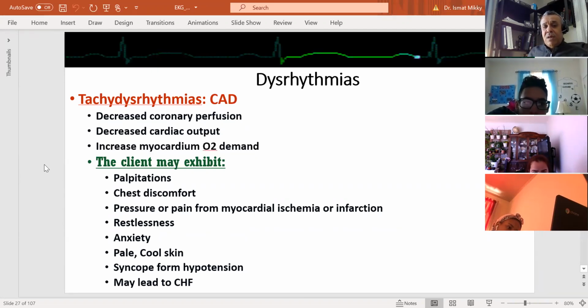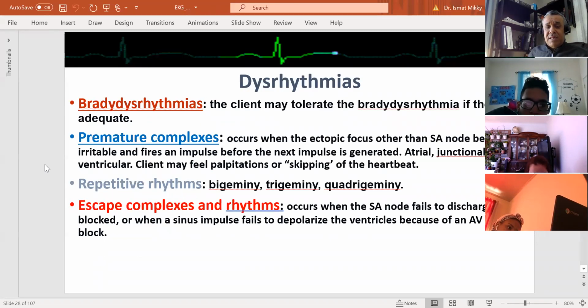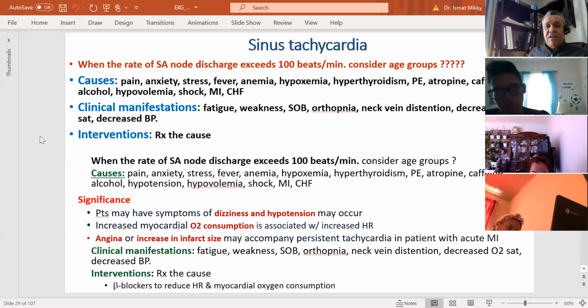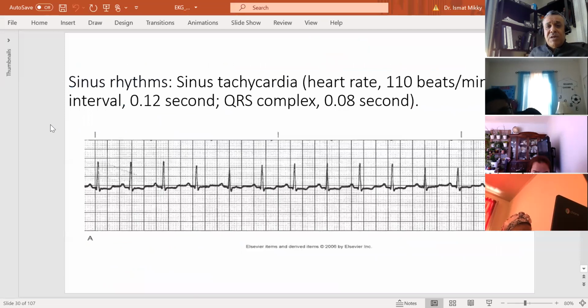Now, the tachy dysrhythmias, and this is the brady dysrhythmias, premature complexes, escape rhythms. I will go over the different dysrhythmias, and the practical analysis will make more sense, I believe, and then we can review this right after. So let's go to how to analyze and interpret the rhythm. Is it sinus brady or sinus tachycardia?